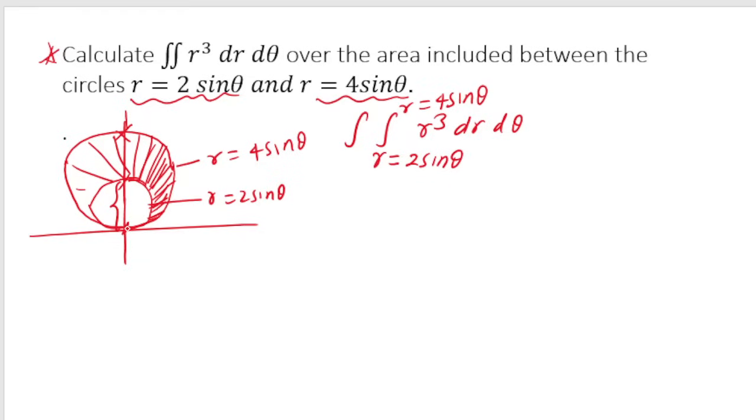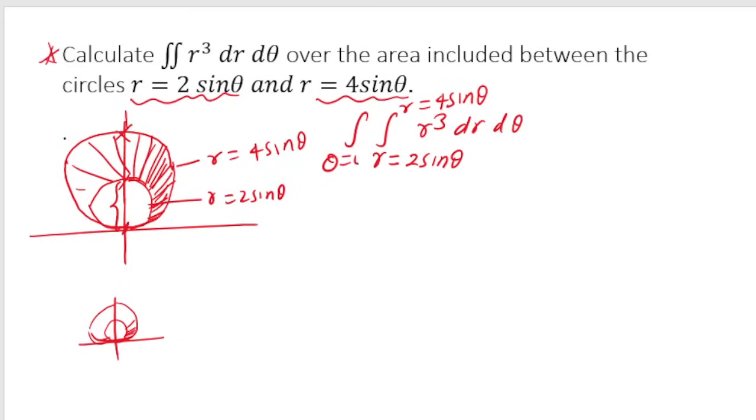And when I have drawn the very first strip, I hope you can clearly see. Let me draw the picture again. If you draw this, the first strip that you have taken was at theta is equal to 0, and the last strip that you take is at theta is equal to pi.